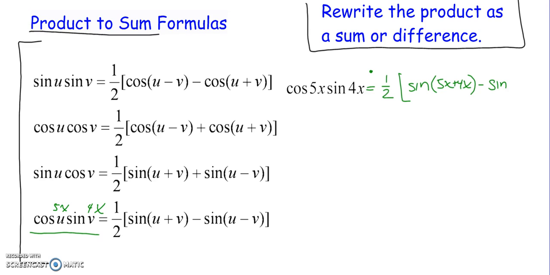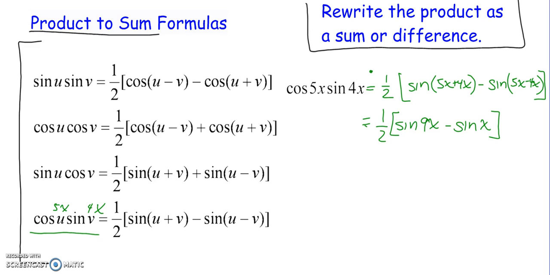But then we have sine, and it's going to be 5x minus 4x. We'll close our brackets. So what's our final answer? 1/2 sine 9x minus sine x. Final answer is like that. Again, it's all about using the formula. If you can use the formula, then you're practically done.